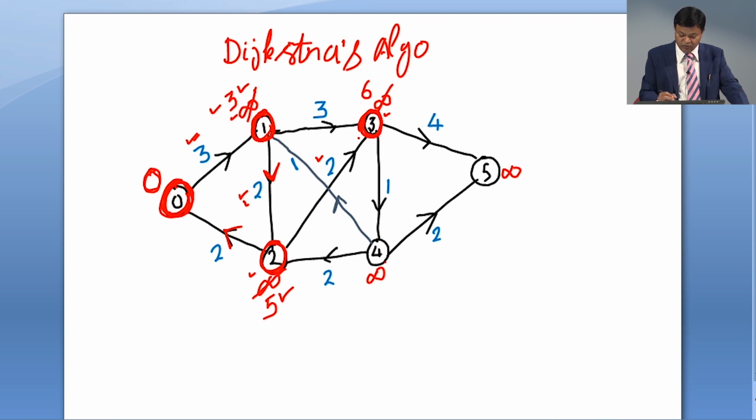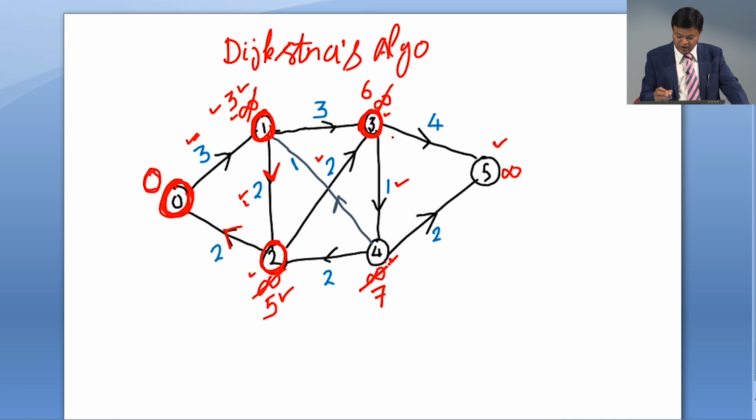See, whenever we are processing 3, where all can we go directly from 3? We can go to 4 also, we can go to 5 also. Now if we go to 4 from 3, then what is the distance? Up to 3 there is a distance of 6. Now one more will be added and we'll get a distance of 7, which is smaller than infinite. So we'll replace infinite by 7.